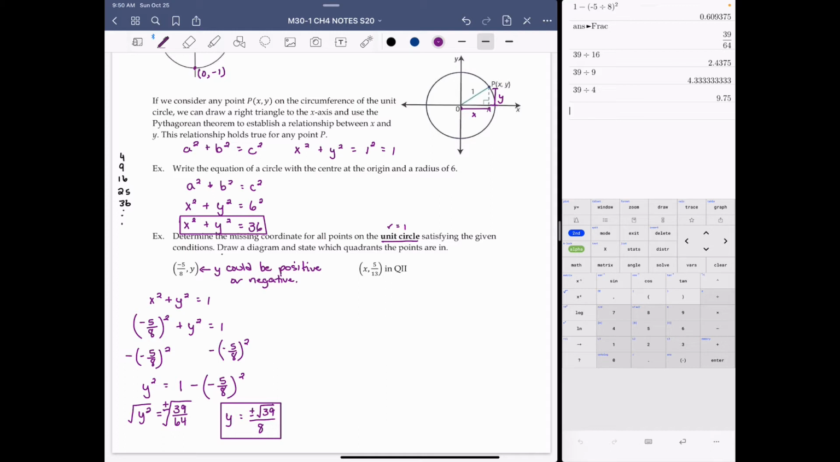We're also supposed to draw a diagram and state which quadrants the points are in. Let's draw a Cartesian plane. Draw a unit circle.